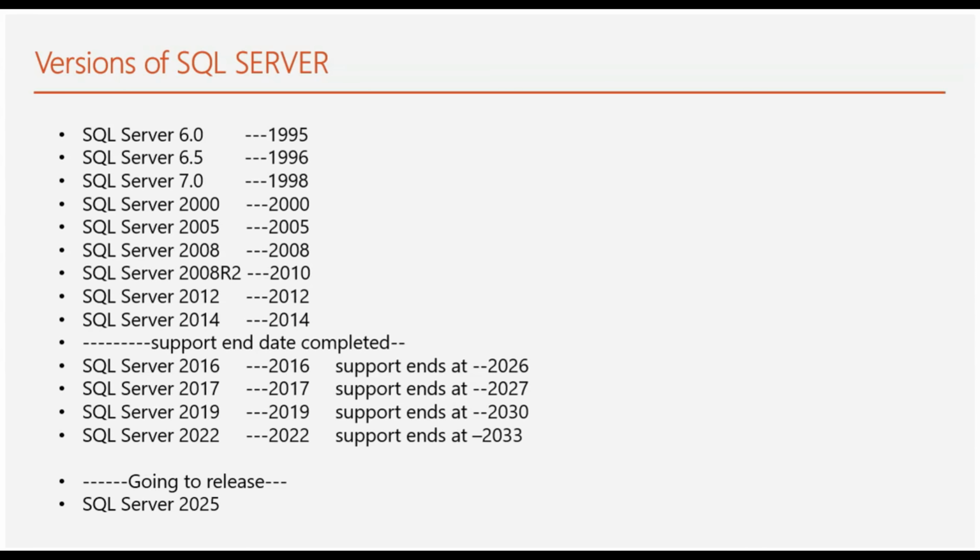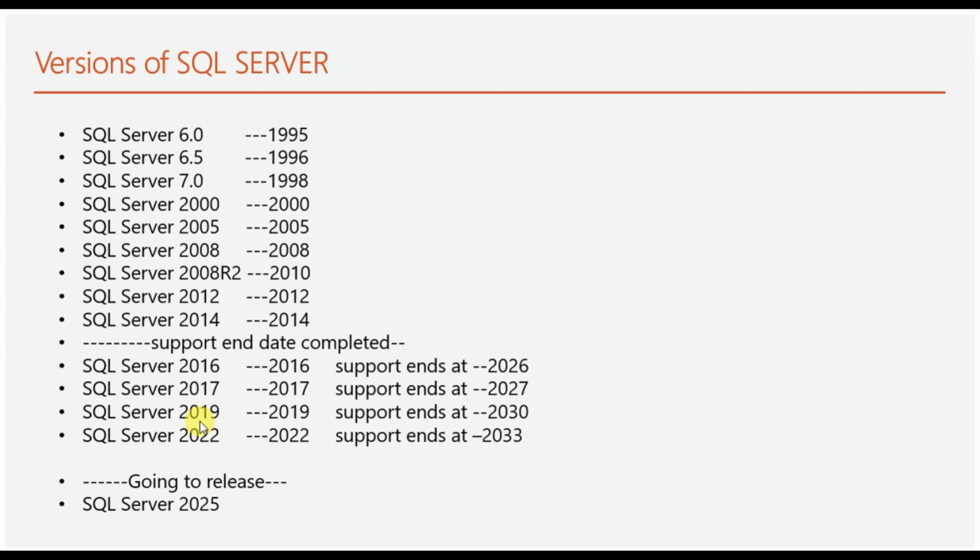Now versions of SQL Server. There are yearly versions: SQL Server 6.0 in 1995, 6.5 in 1996, and in the same way up to SQL Server 2014 was released. Versions up to 2014 have completed their support end date, which means there is no support from Microsoft for these. Beyond 2014 means 2016, 2017, 2019, 2022.